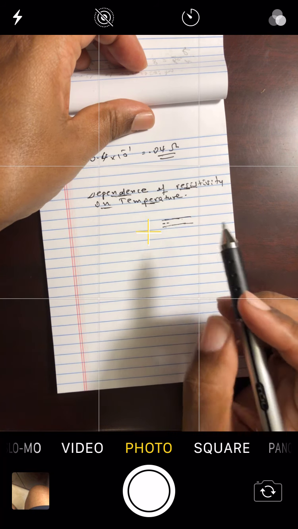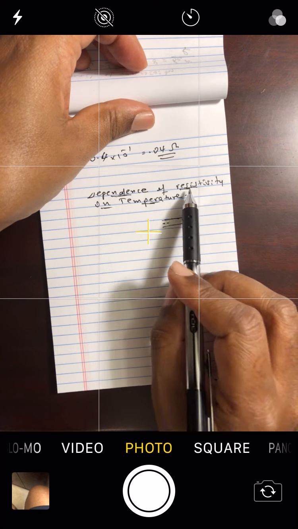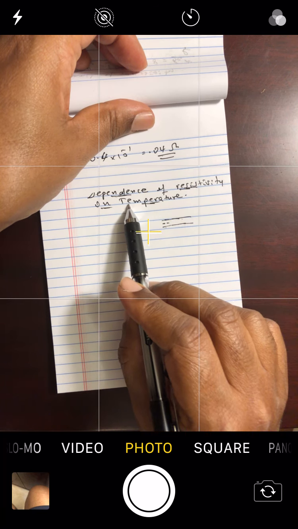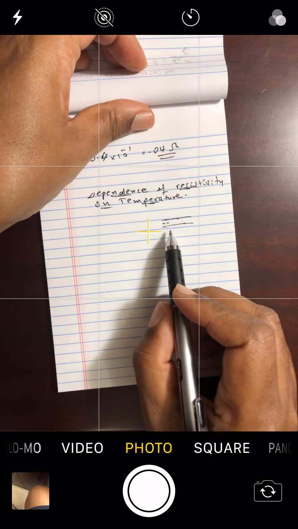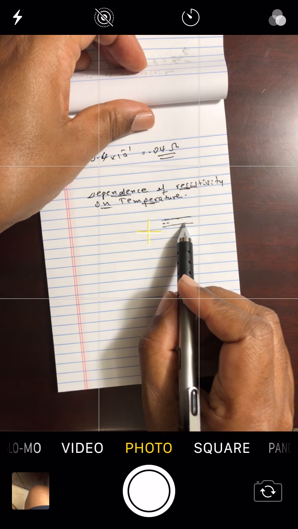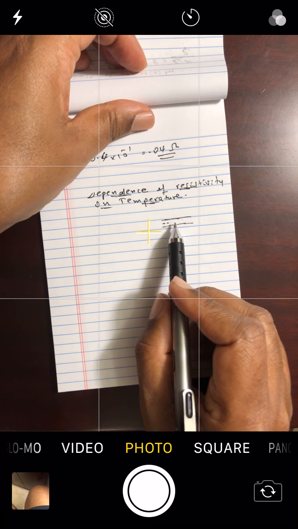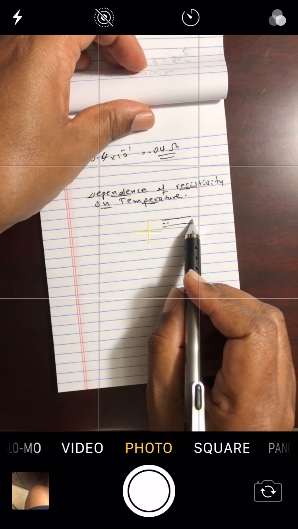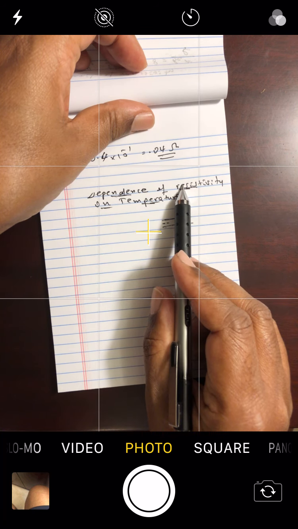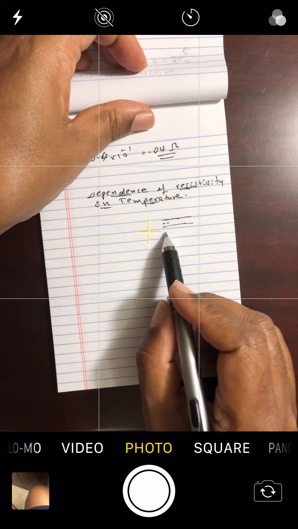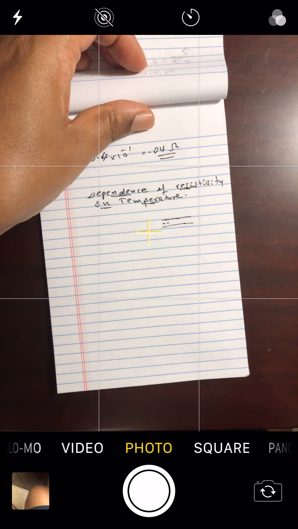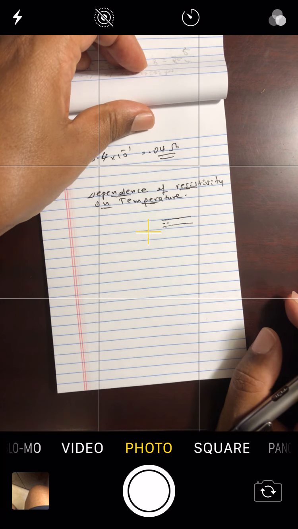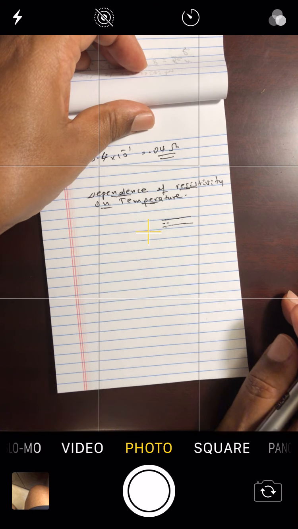So this resistivity will depend on 2 factors. First, it will be proportional to the change in temperature. That is, the greater the change in temperature, the greater the change in resistivity. But it also depends on something else. It depends on the initial resistivity. So the greater the initial resistivity, the greater the obstacle for the charges to cross the cross sections.